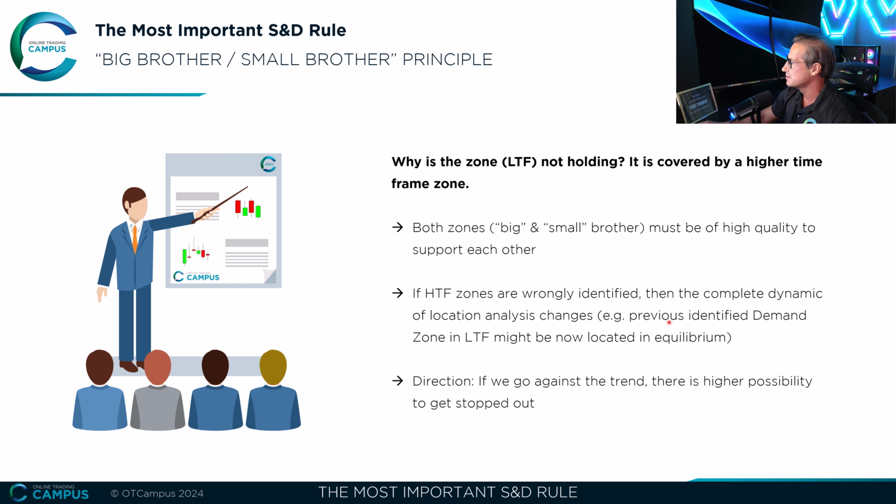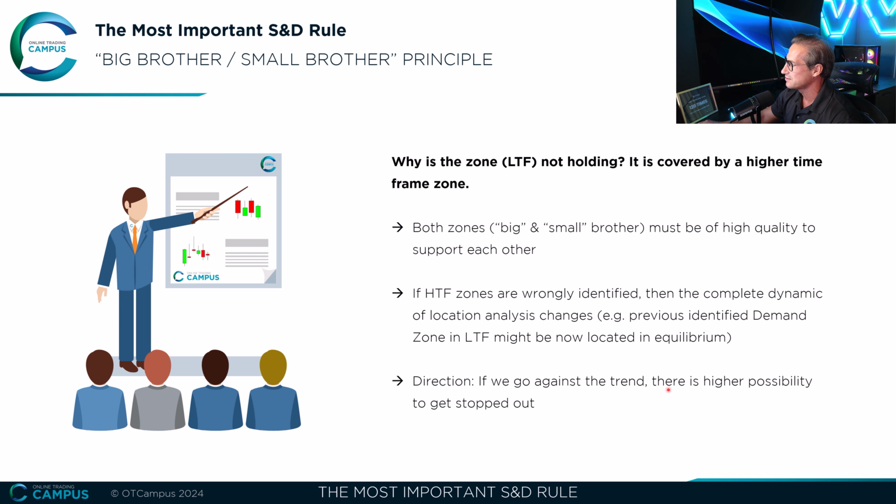I mean, for instance, a previously identified demand zone in a lower time frame might now be located in equilibrium. There could be a lot of things wrongly identified if you're a beginner and you don't know all the rules, or if you are simply not capable of highlighting high quality zones. And what we obviously start incorporating next is direction.